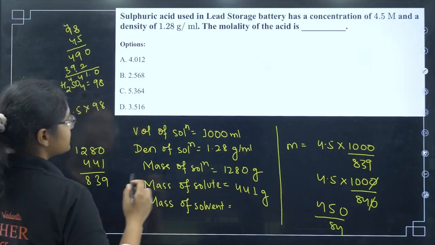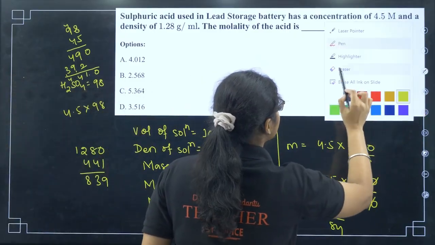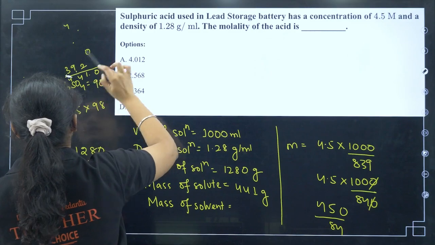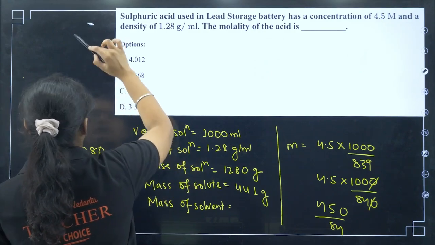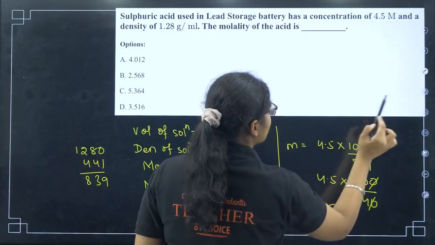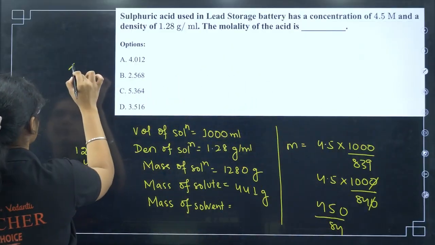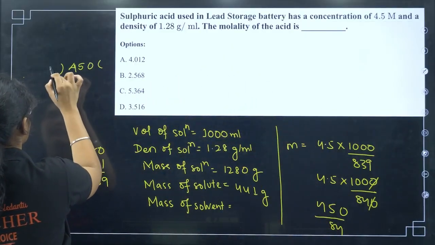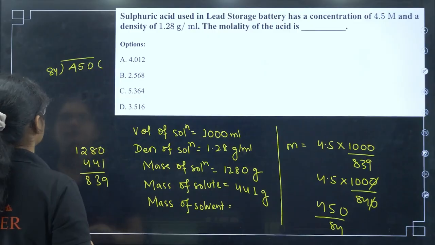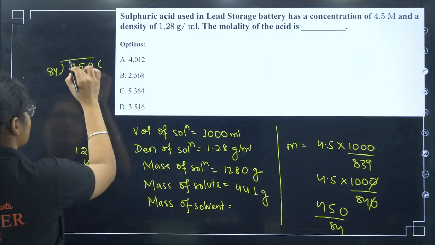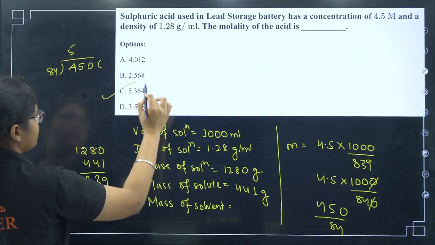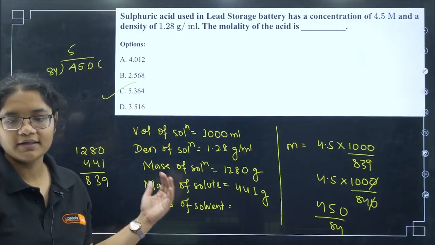If I do this calculation, again you have a calculator, you can easily do it without any trouble. So 450 divided by 84, how much will it be? Something like 5 point something, and I have only one option like that. So option number C.